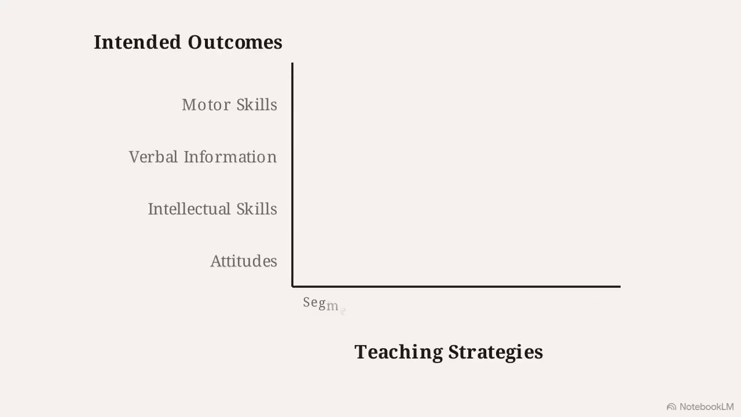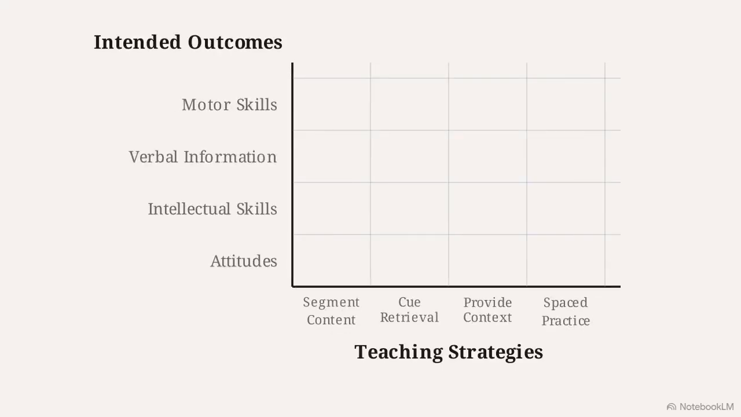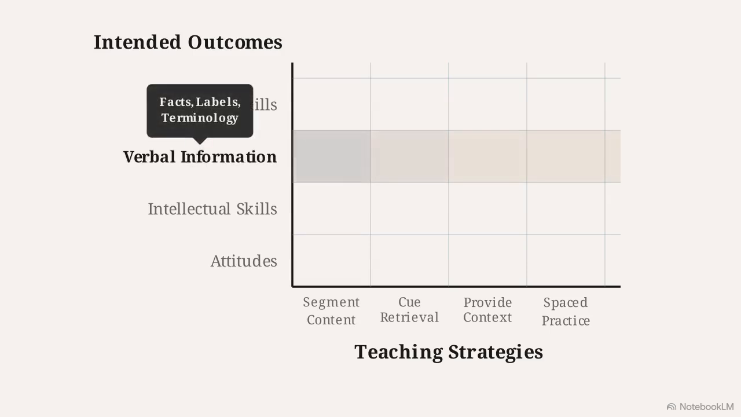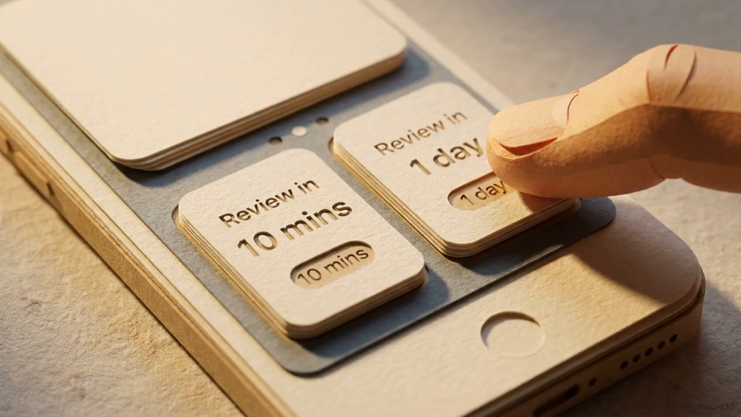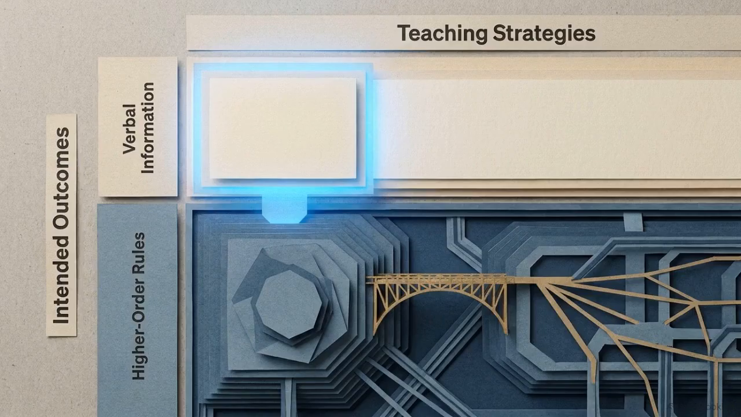This matrix shows intended outcomes on the y-axis and teaching strategies on the x-axis. It illustrates a core rule. Different intended learning outcomes require entirely different learning conditions. Let's look at a baseline example, teaching simple verbal information, such as facts or terminology. The cognitive strategy required is straightforward: active, spaced practice paired with immediate, informative feedback.